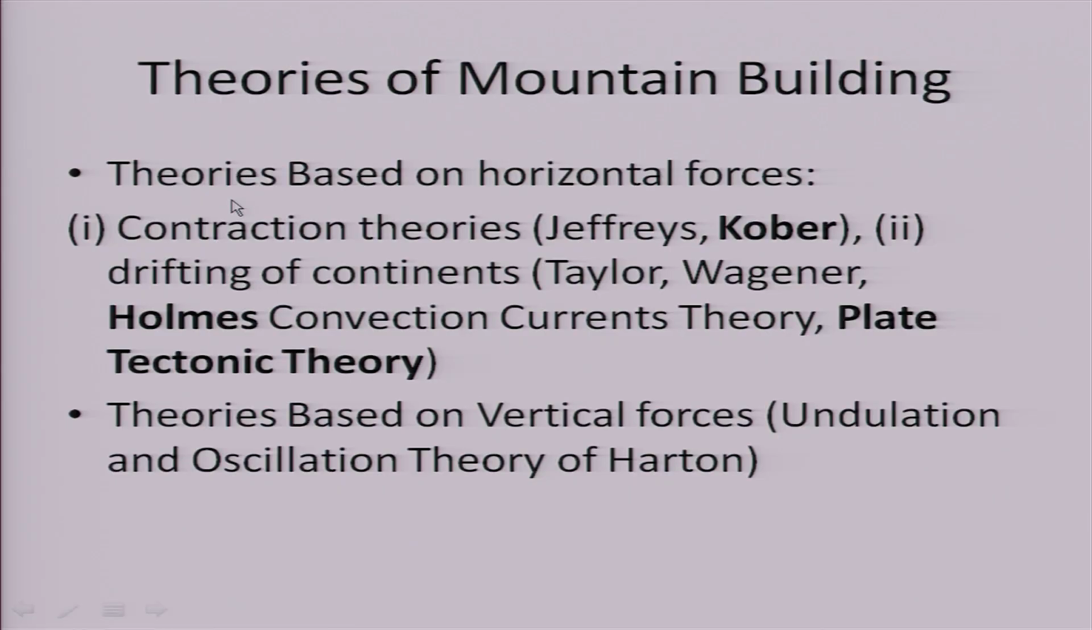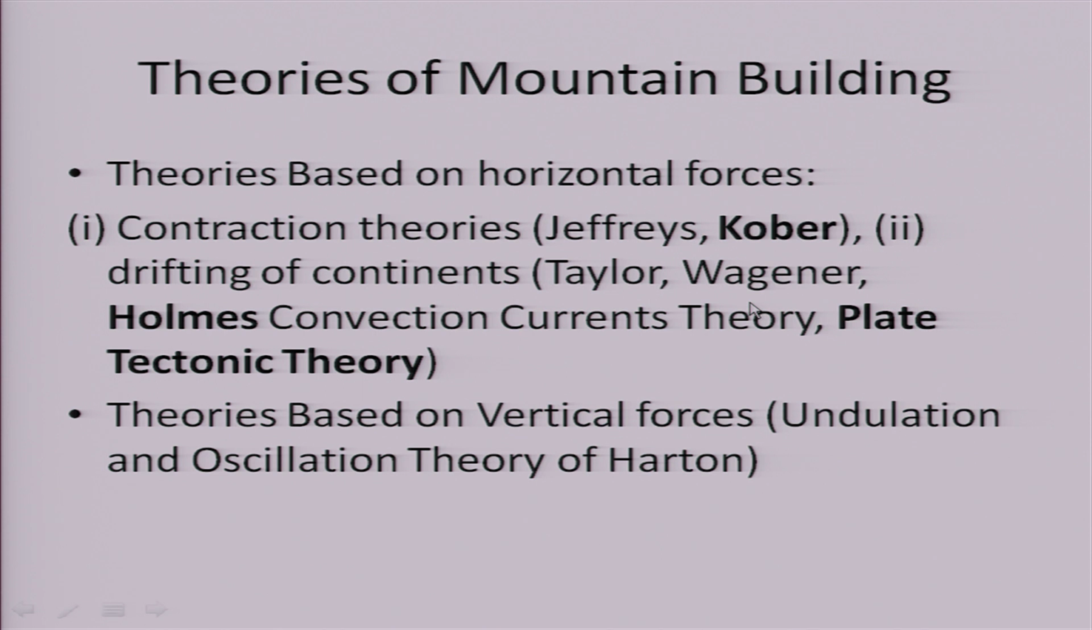Now coming on to the theories of mountain building, there are theories based on two types: theories based on horizontal forces and theories that are based on the vertical forces. The theories based on the horizontal forces are again divided into two types. Those which are the contraction theories, like Kober and Jeffries were contractionists and they propagated the theory based on contraction. Another type of theories based on horizontal forces was related to drifting of continents, like Taylor, Wegener.